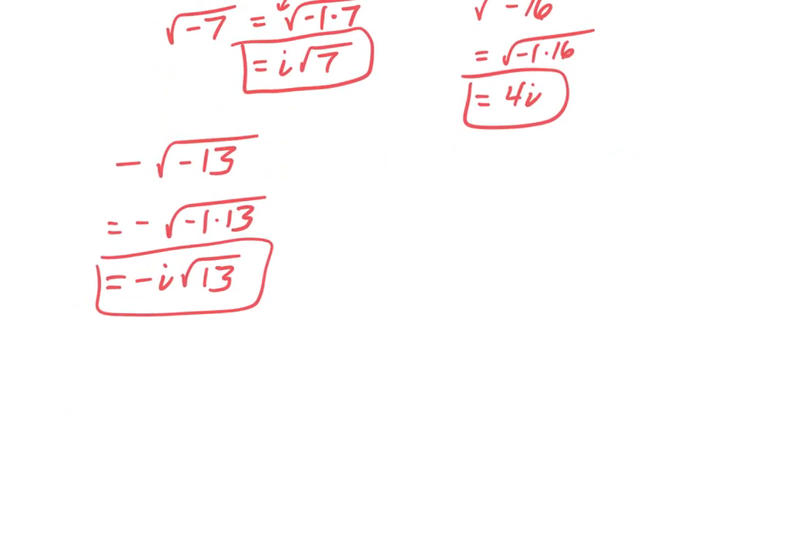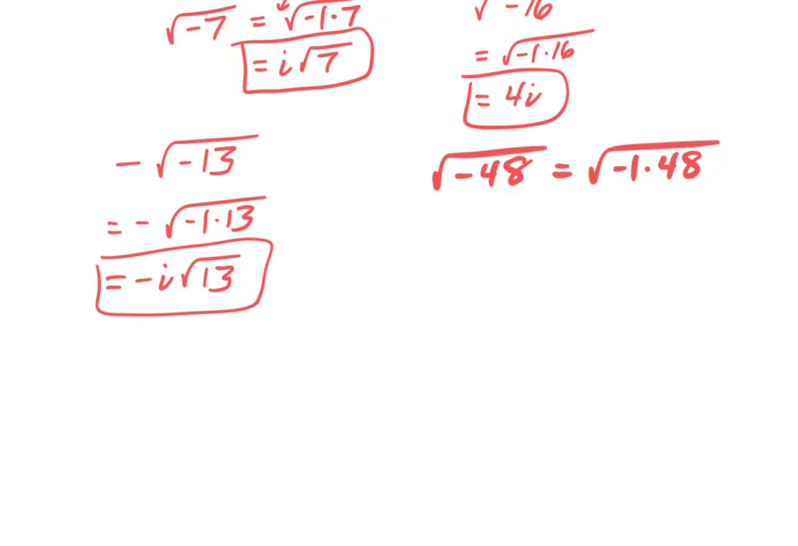Okay, one last one with simplifying radicals. If I were to say the square root of -48. There's a couple of different ways that you can approach this one. First thing I'm going to do is I'm going to break it up into -1 times 48.